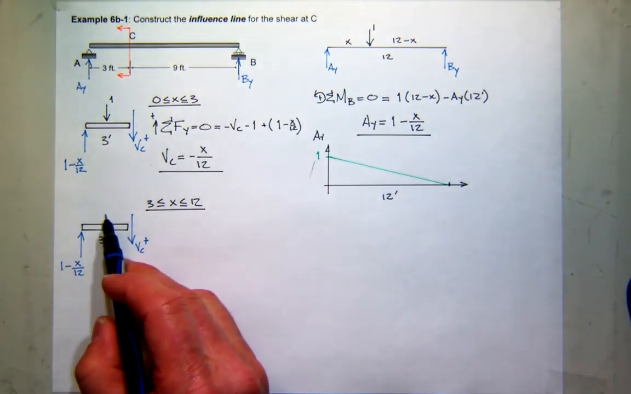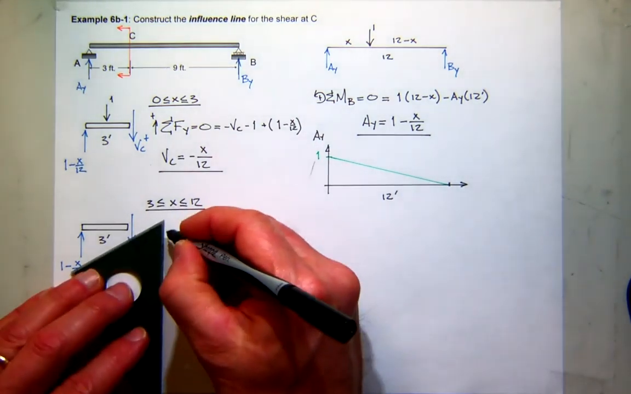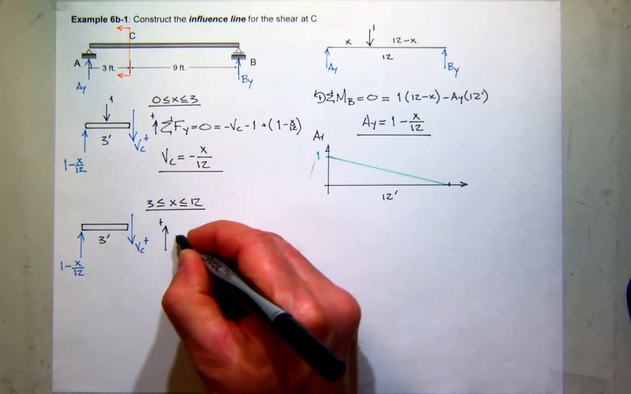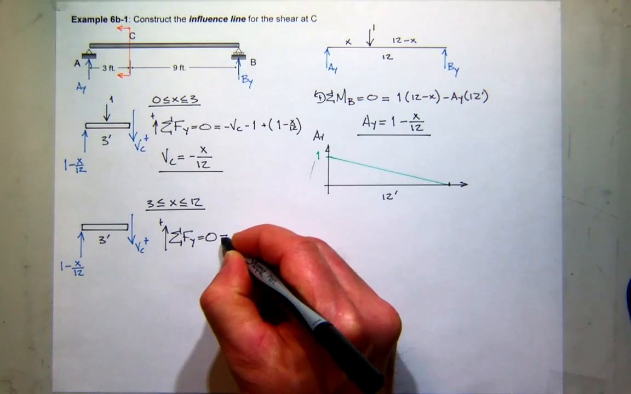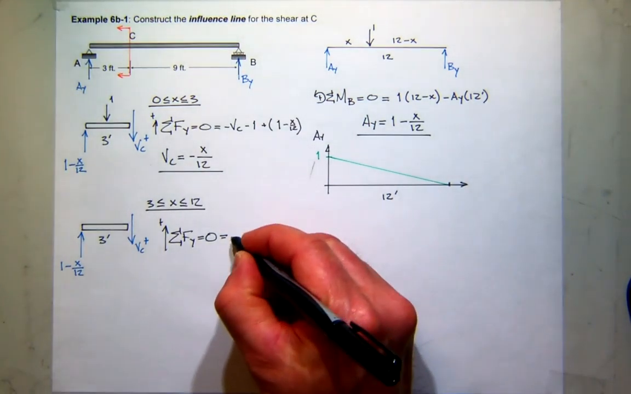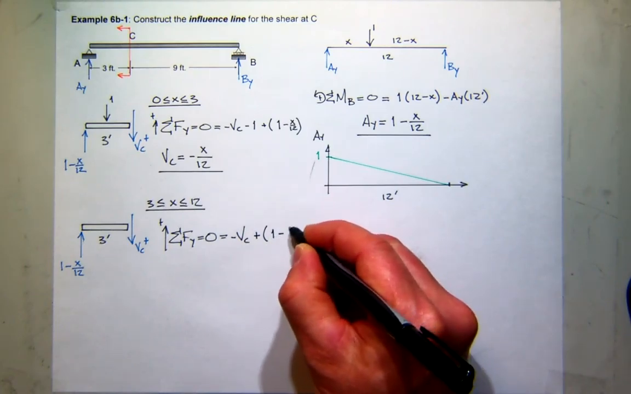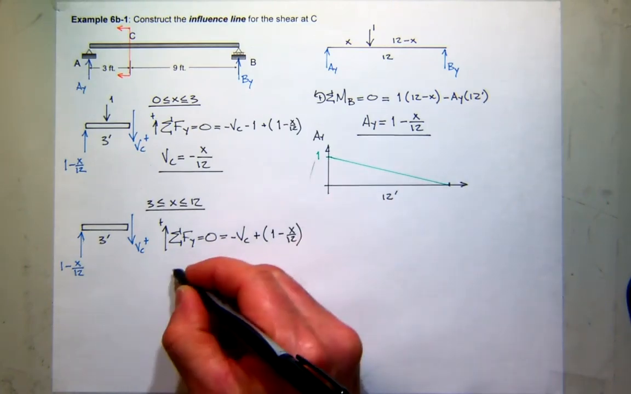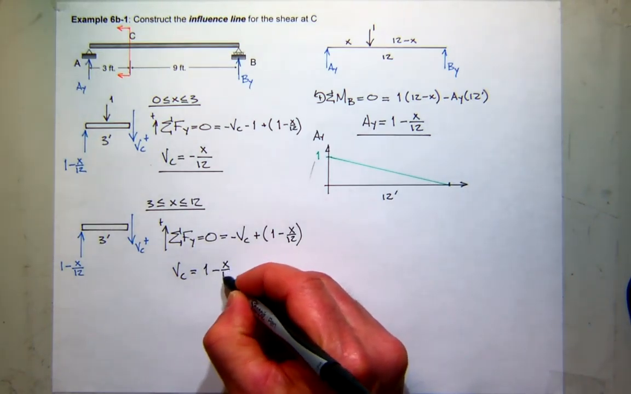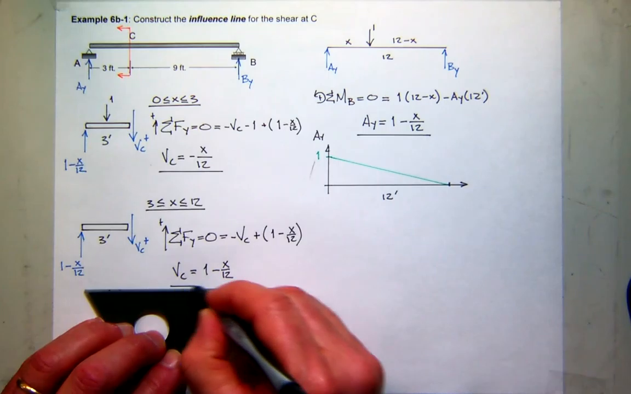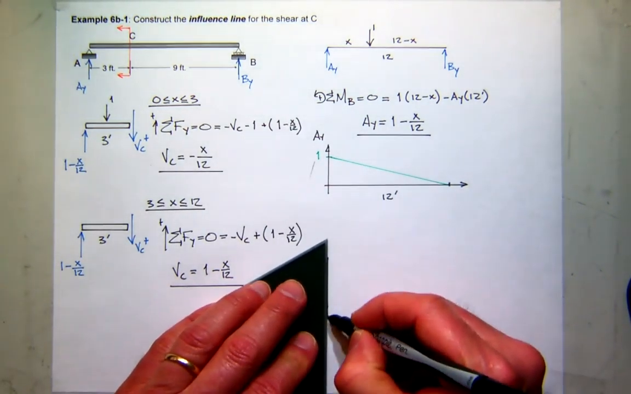Where's the unit load? Is it on this section? No. So I do the same thing. I sum forces in the y direction, set equal to 0 for equilibrium, and now what do I have? Well, I have my shear at C acting down, plus 1 minus x over 12. So my shear at C is equal to 1 minus x over 12. So all I need to do is plot those two.